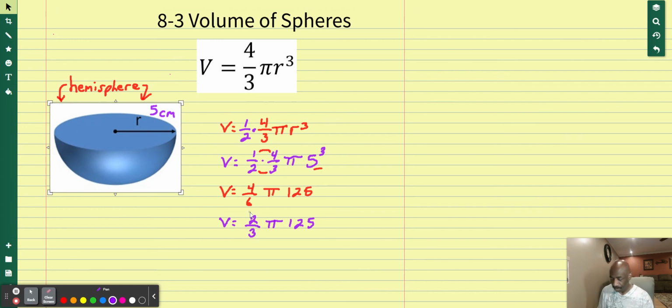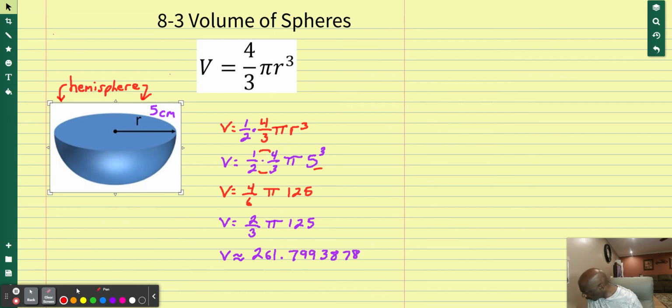Now I can take my calculator and multiply 2 divided by 3 times 125 times pi. You can go in any order. You can go 2/3 times pi times 125, or you can start from 125 and work backwards. It doesn't matter. Multiplication is commutative. So therefore, I'm going to have the answer of 261.7993878.